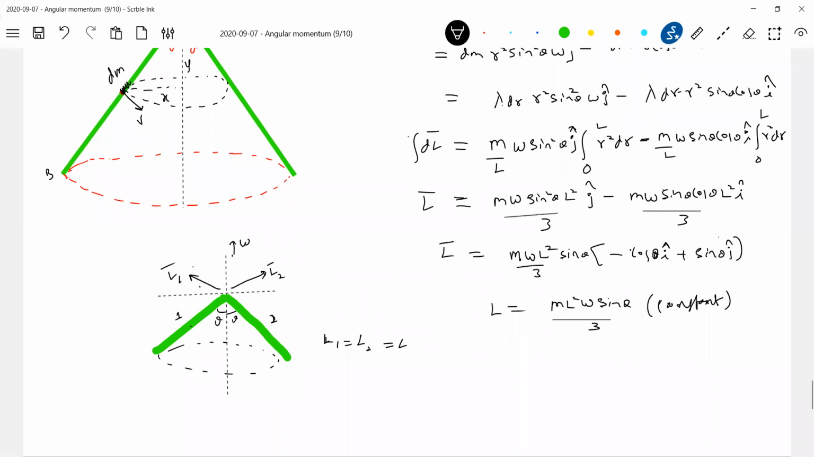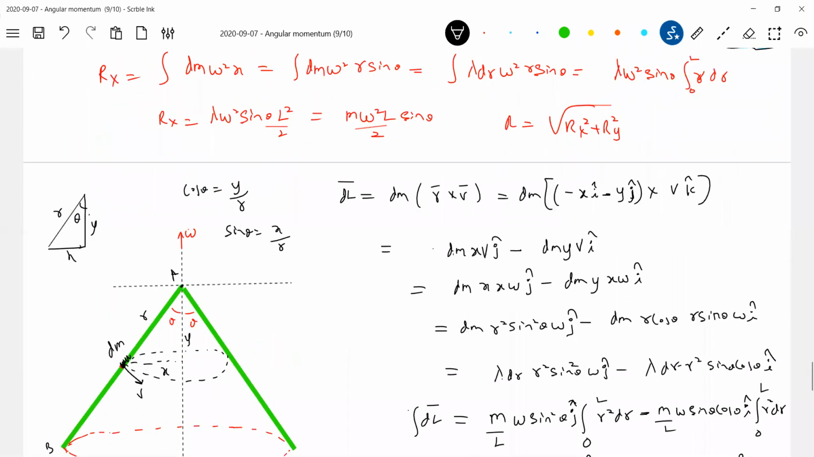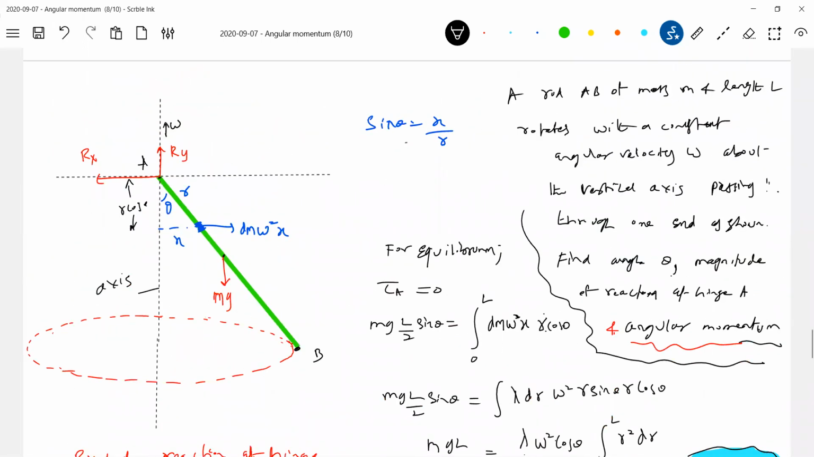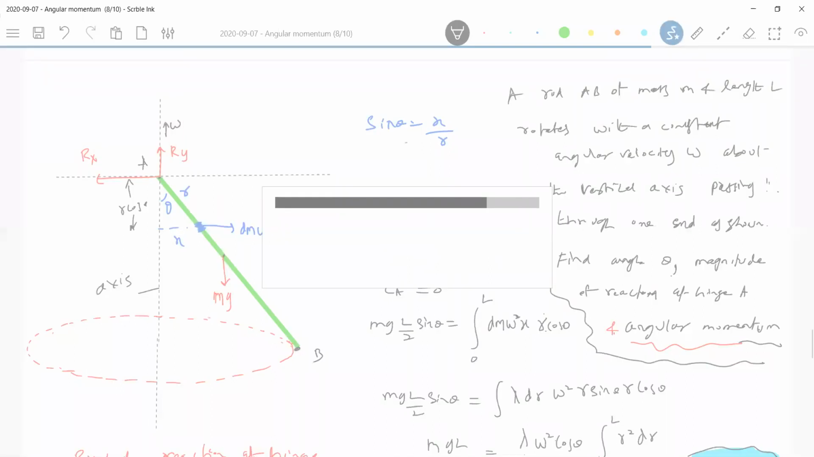Somebody asked: sir, previously why did you take torque as 0? Torque for equilibrium, no? It is in rotational equilibrium, so the net torque will be 0 and it is rotating with constant angular velocity.